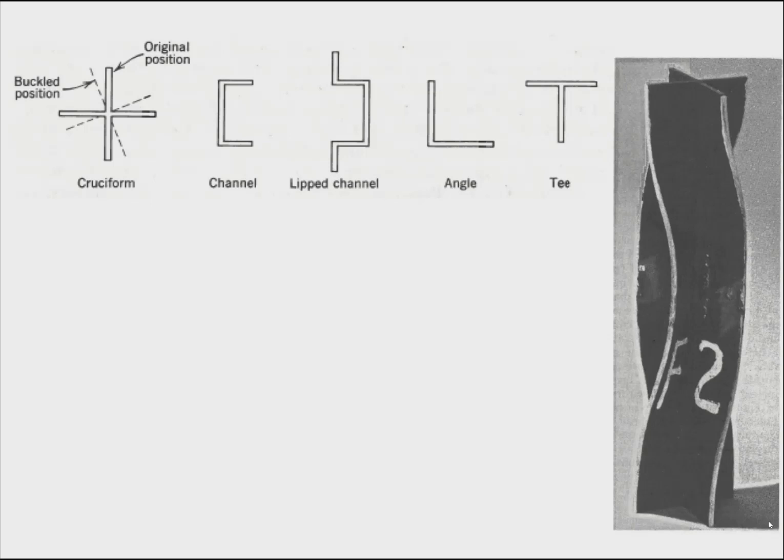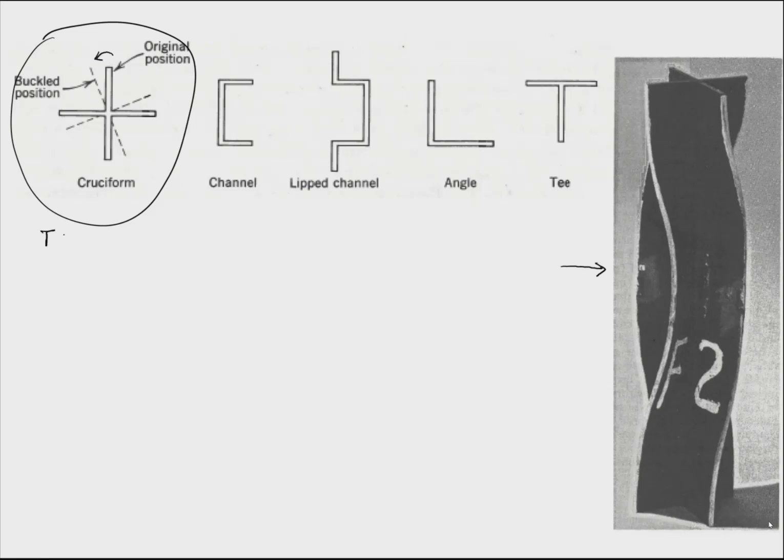For example, here is a column that has buckled by twisting. So if we look at the top view here, we see that the column has actually twisted in this way. This is called torsional buckling.